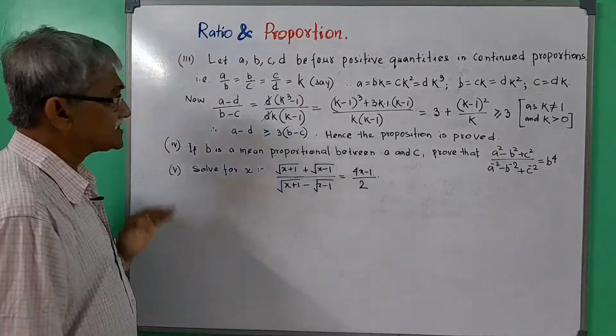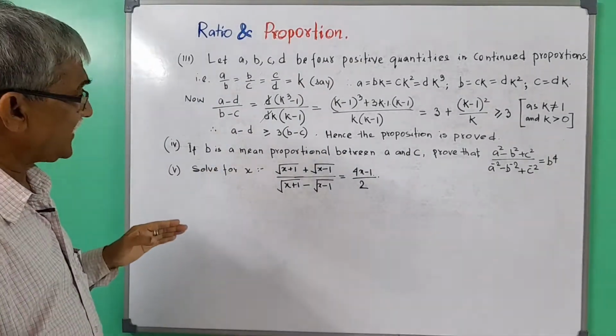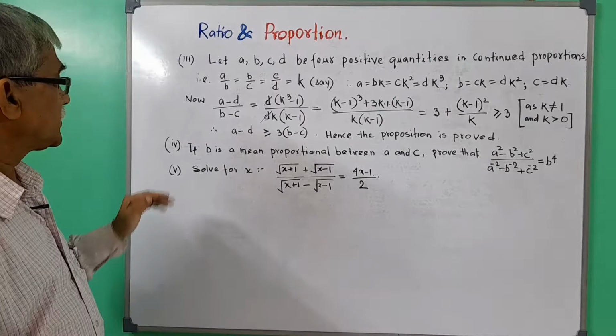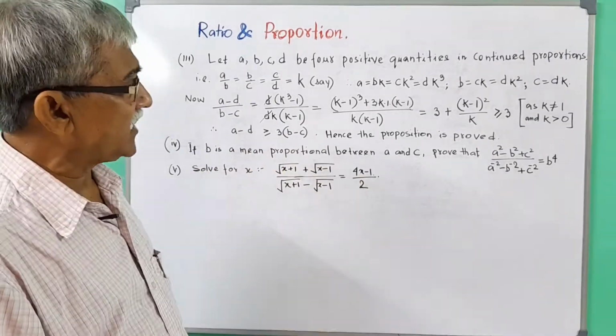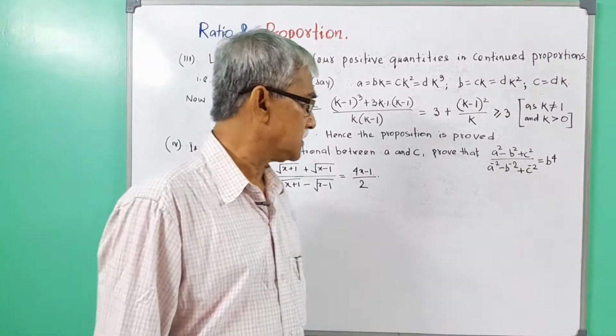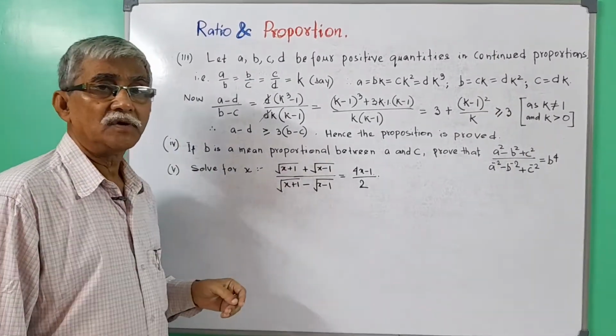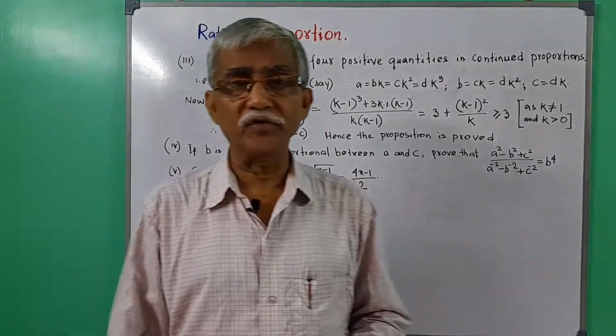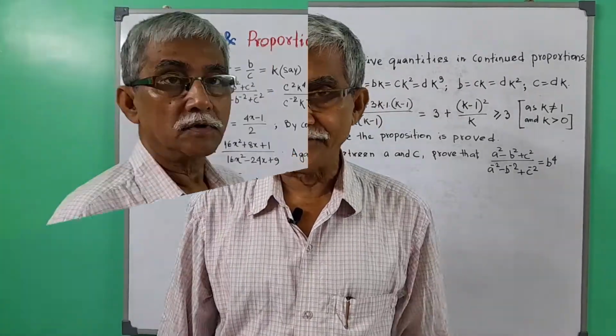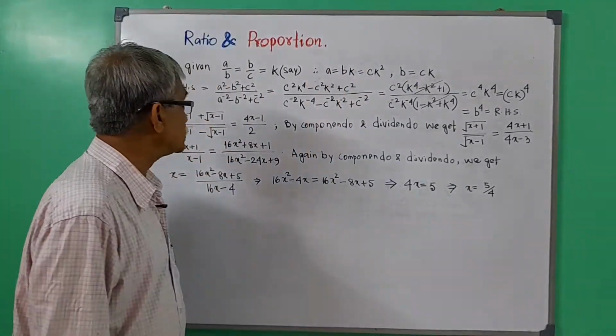Now, let us take another two questions before I end this video session. If B is a mean proportional between A and C, then prove this thing. And solve for X. This is your sum. Let us solve these two questions for the last. Now, for question number 4.